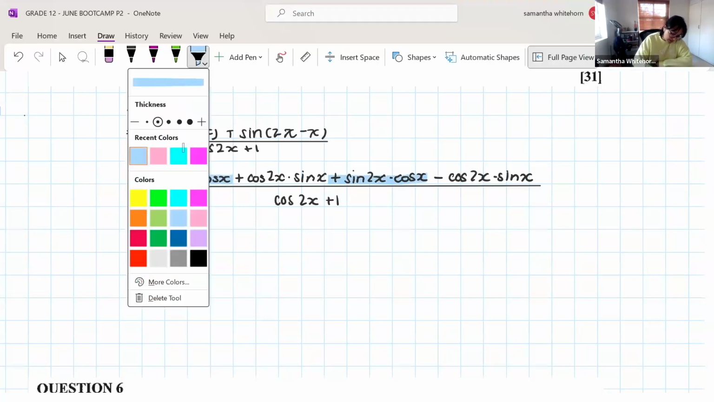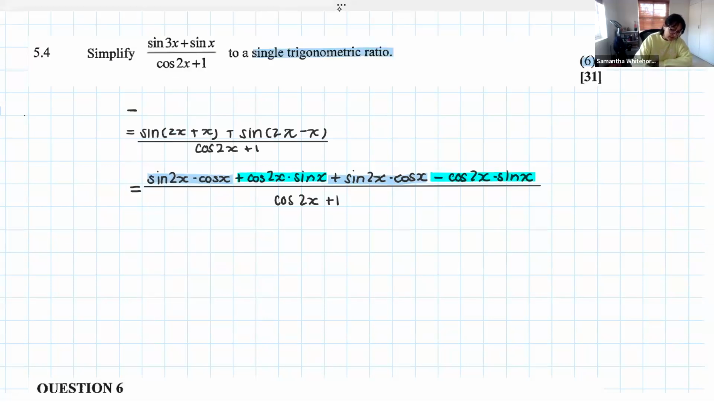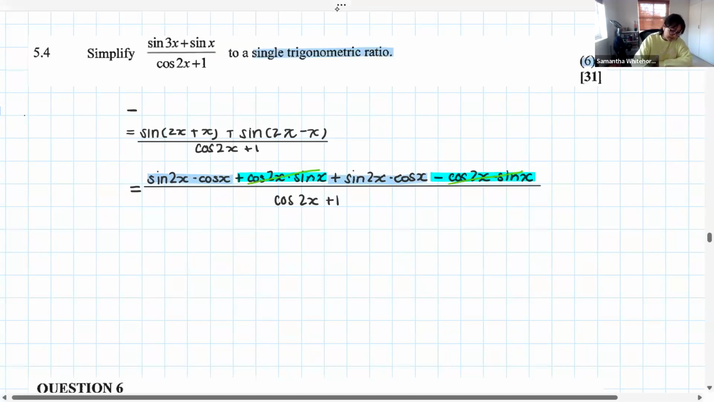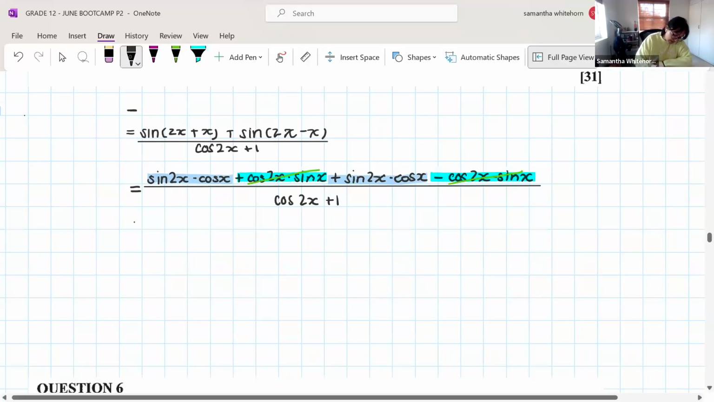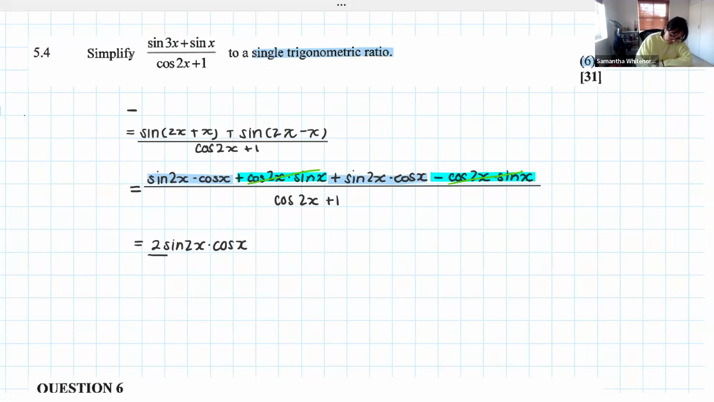I have also got a cos 2x sine x minus cos 2x sine x. So what's actually going to happen is those become 0. They're gone. And so in my numerator, I'm now just left with 2 sine 2x cos x. And in my denominator, that cos 2x plus 1. Okay, I still need to deal with that denominator double angle.